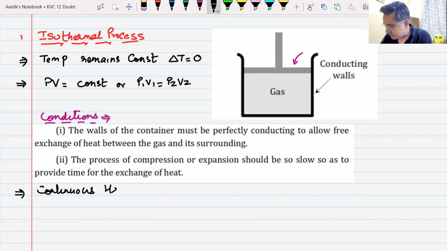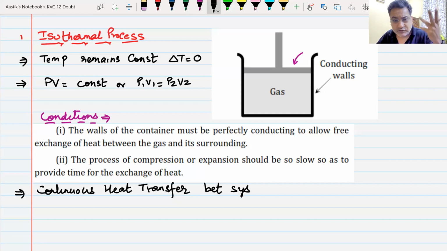There must be a continuous heat transfer between the system and the surroundings. As soon as any heat is generated in the system, it must go out. As soon as heat is given into the system, it must get absorbed completely. So there must be a continuous heat transfer between the system and the surroundings, and that must take place in such a way that the temperature does not change.